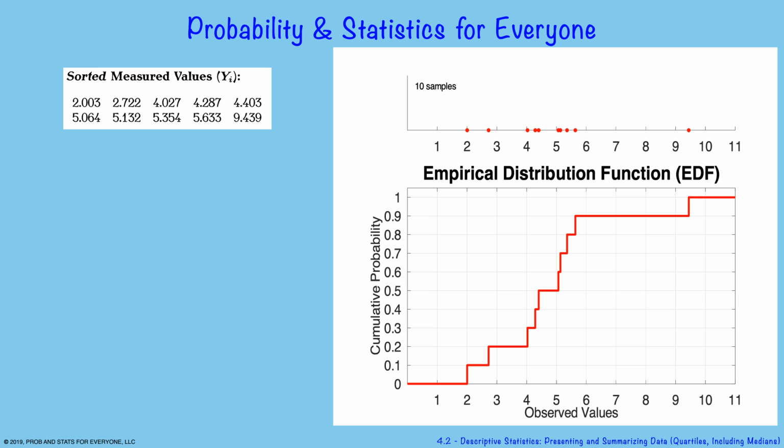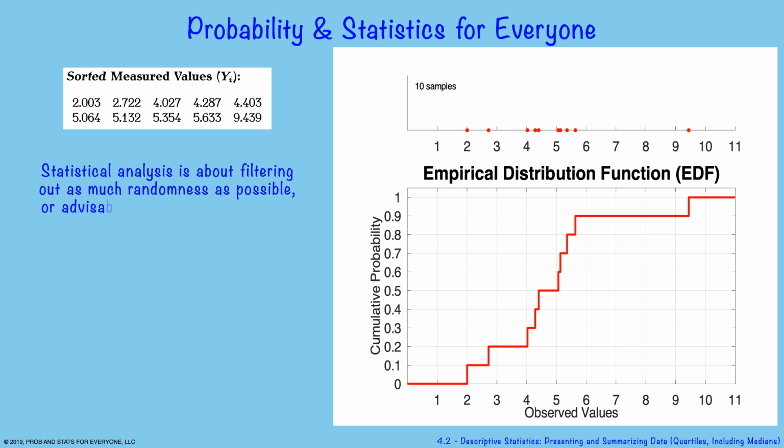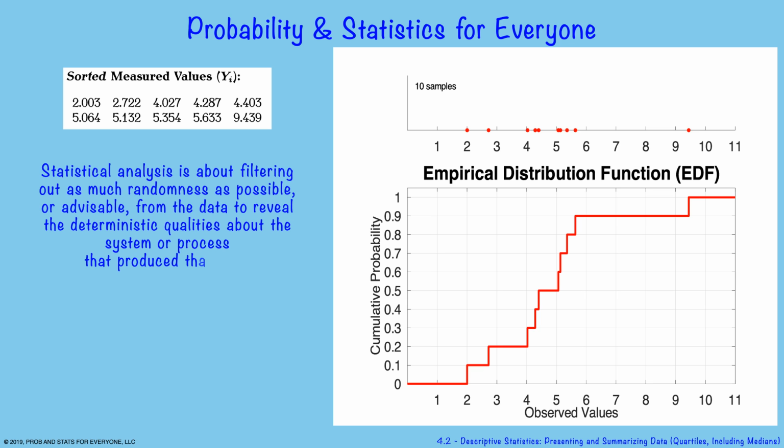One way to think about statistics, or statistical analysis, is that it's about filtering out as much randomness as possible, or advisable, from the data to reveal the deterministic qualities about the system or process that produced that data. Now, I added the caveat advisable for two reasons. First, when filtering out the randomness, we risk filtering out some of the information that we're wanting to investigate. So we need to be careful about doing that.